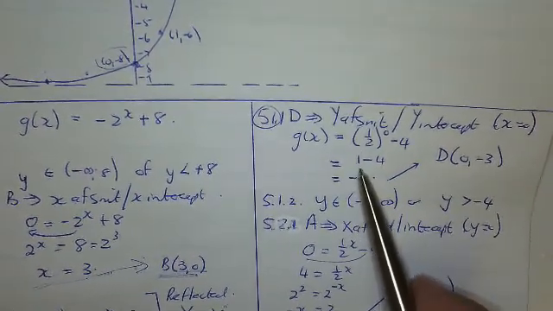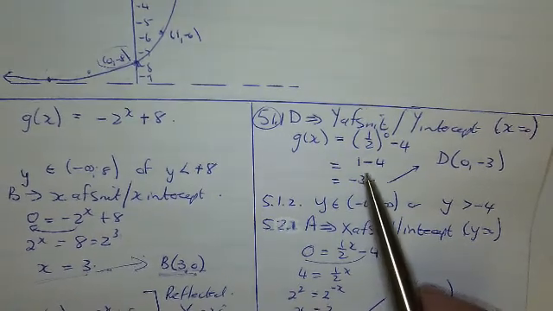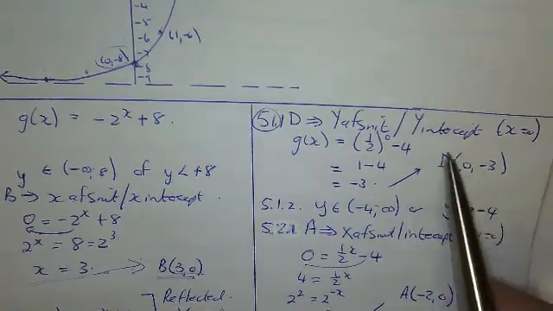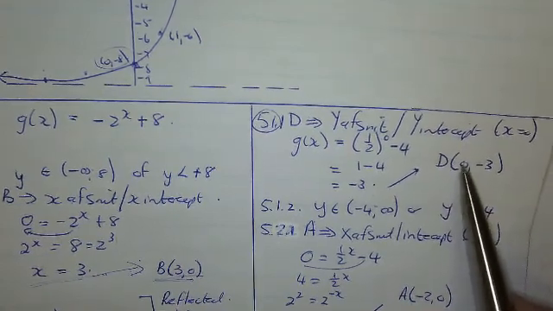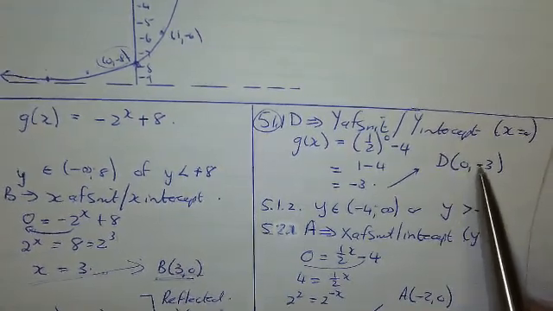Once again, be careful. They say write down the coordinates. So it's D, and you immediately must do the bracket. No equal sign there because it's coordinates. So x is 0 and the y will be negative 3.